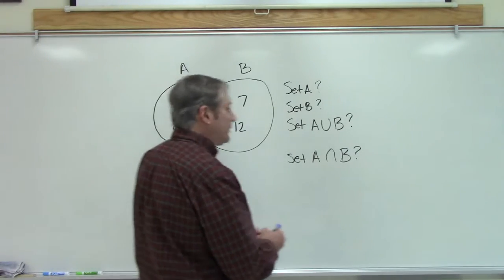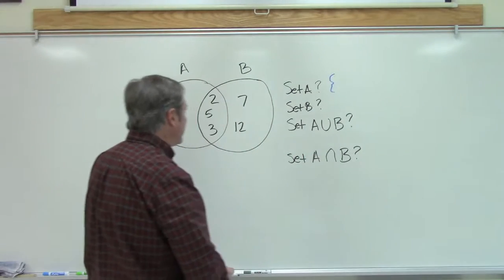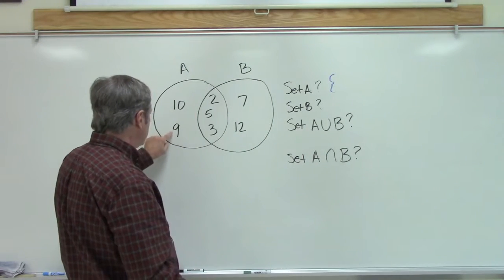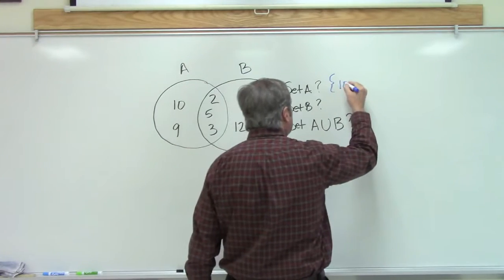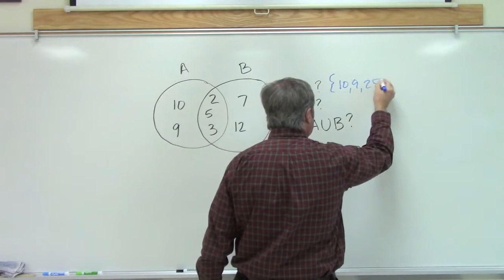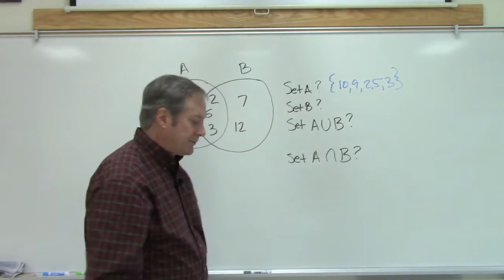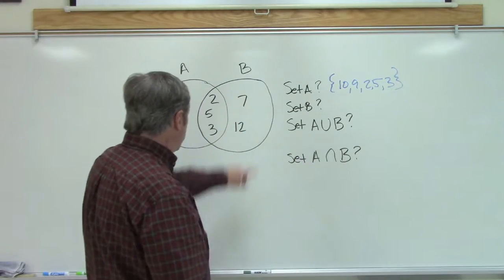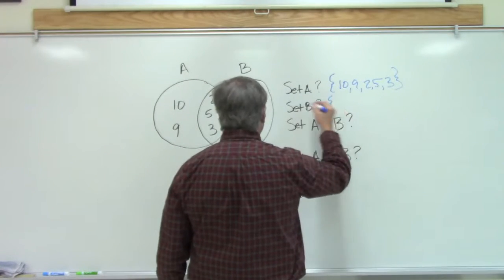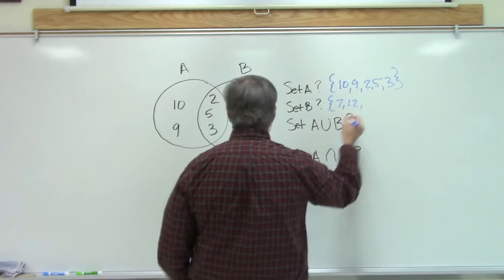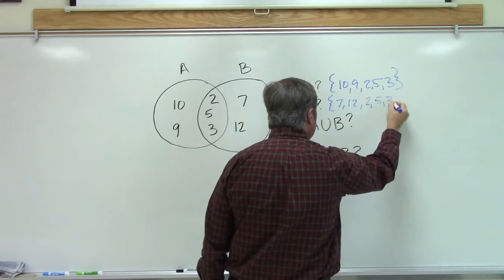And so you want to use set notation, and that means we use a brace. And you just write down the numbers. We have the number 10, 9, 2, 5, and 3. And so that would be the elements of set A. Now, the elements of set B, similarly, we're only thinking in terms of this circle. And so it would be 7, 12, and then once again, these numbers that they have in common, 2, 5, and 3.